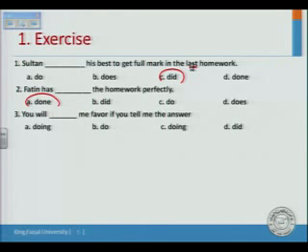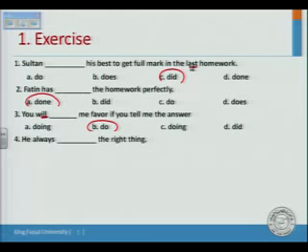All verbs after them should be in, let's say, the infinitive form without to. So you will do. Why? Because here we have will. Because of will. Yeah.